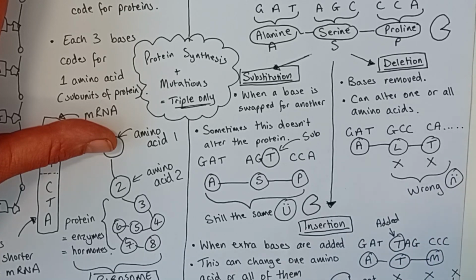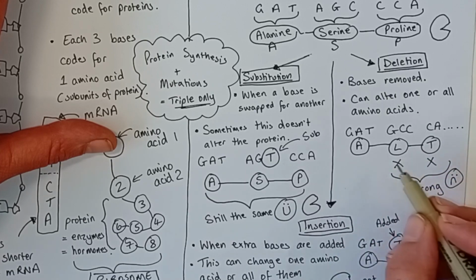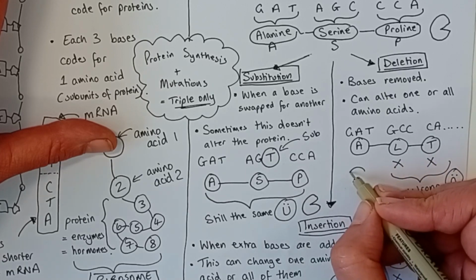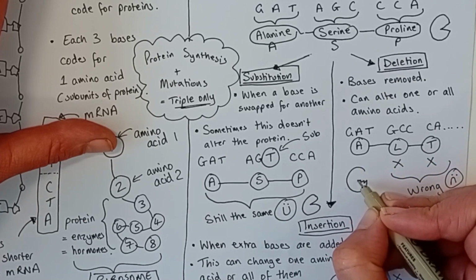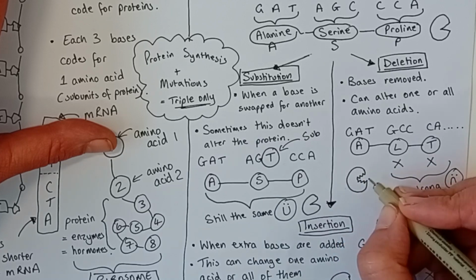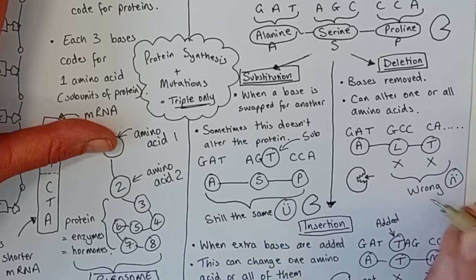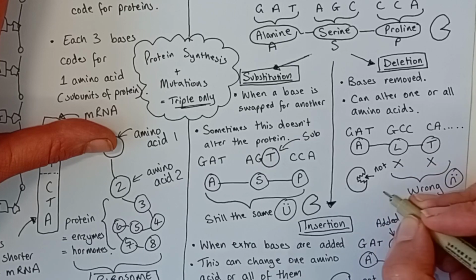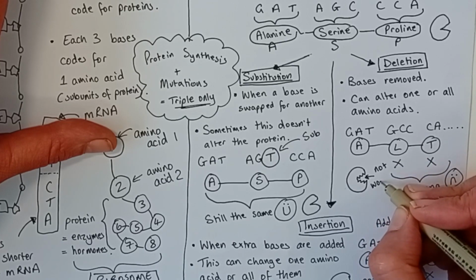And again, that's bad news because it means if this is coding for an enzyme, then the enzyme is probably not going to have the right amino acids and it's not going to work. It's not going to be the right shape. We say it's not going to be functional.